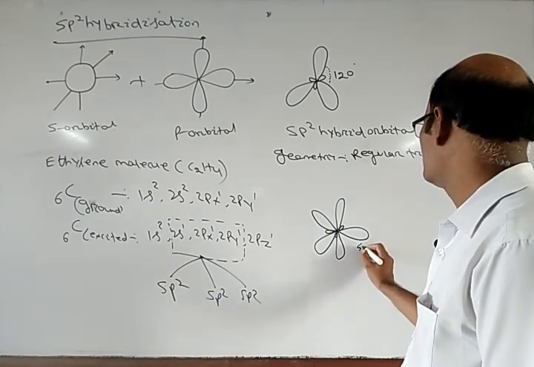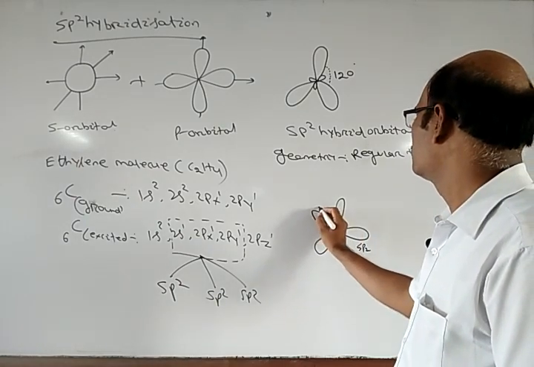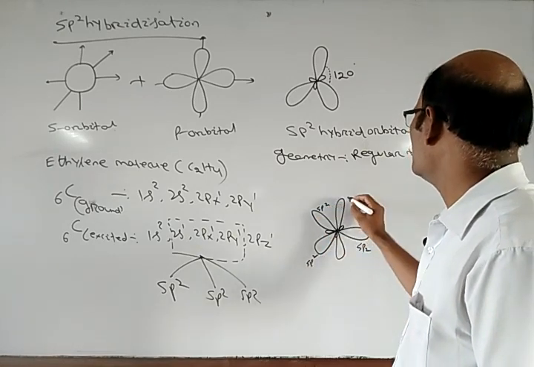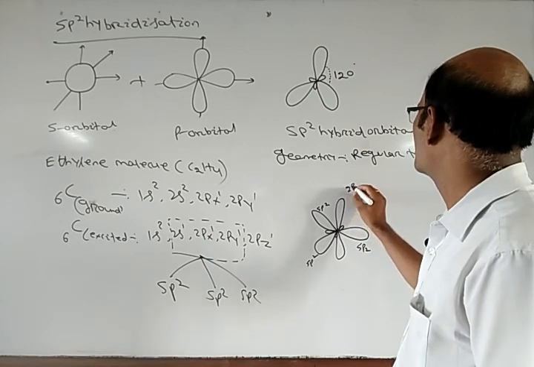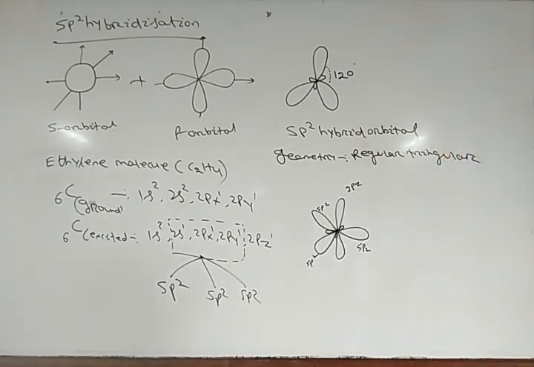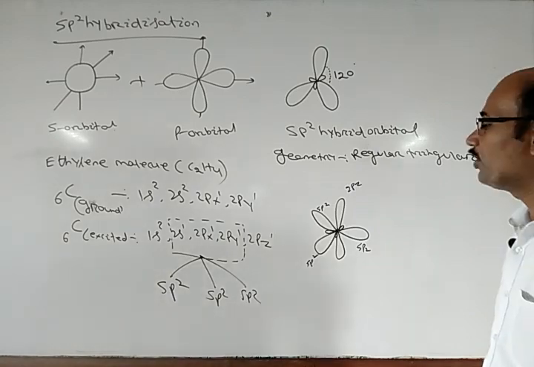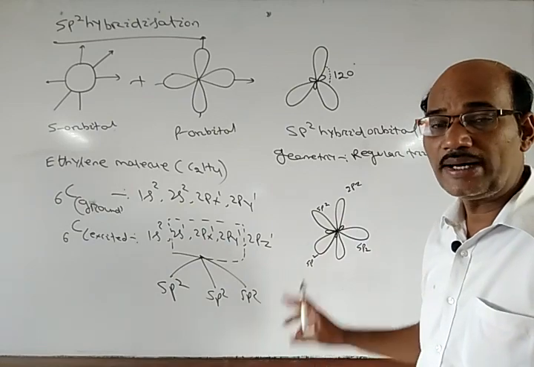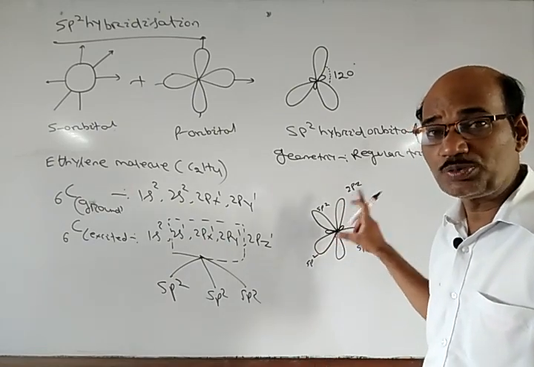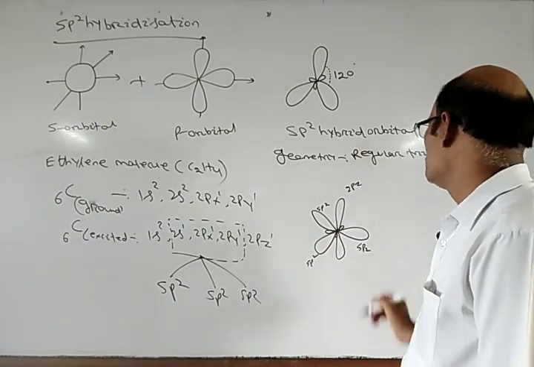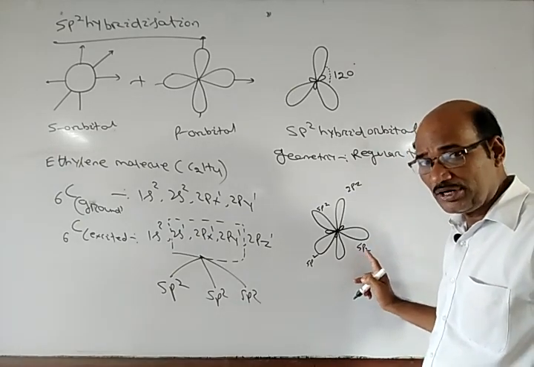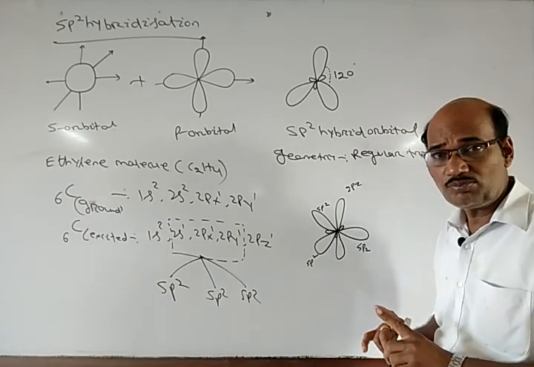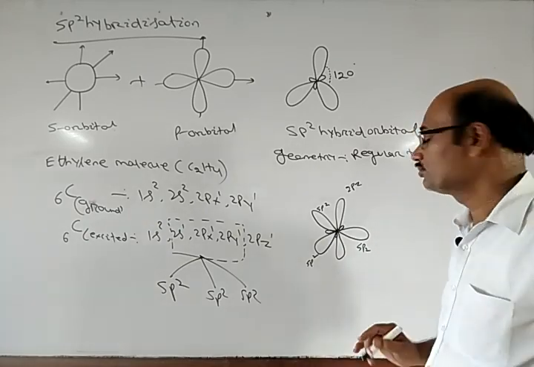sp2, sp2, sp2, 2pz. Similarly, for the other carbon atom, again we have 3 sp2 and 1 unhybridized 2pz orbital. So one sp2 hybrid orbital from each carbon atom, by head-on overlapping, forms one sigma bond.